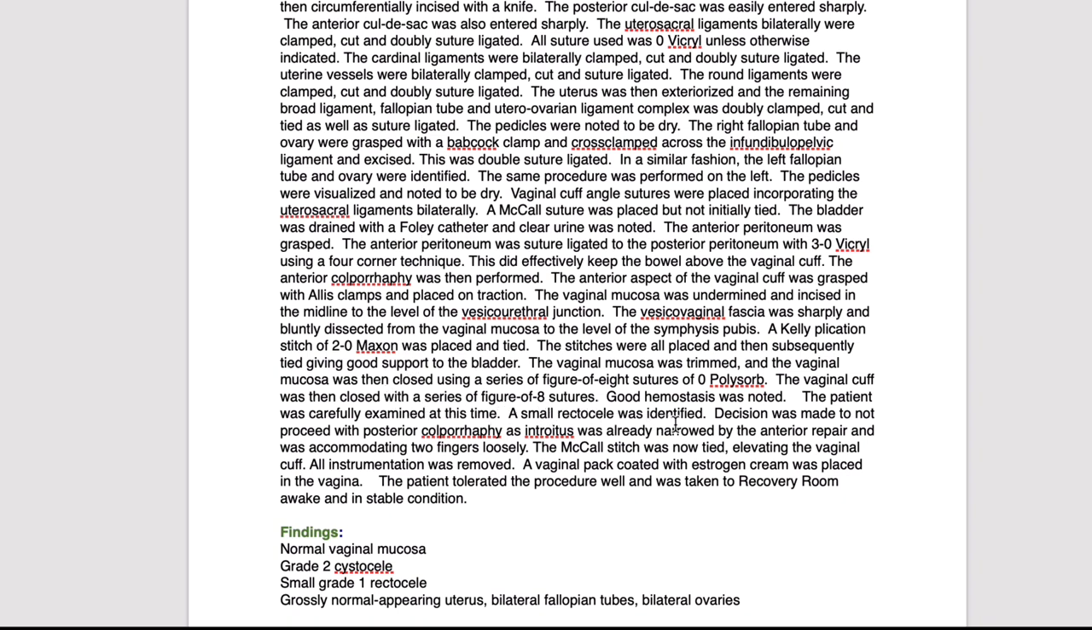A small rectocele was identified, but the decision was made to not proceed with the posterior colporrhaphy, as the introitus, which is the opening of the vagina, was already narrowed by the anterior repair and was accommodating two fingers loosely. So I'm assuming she put two fingers in the vagina and she did not feel the rectum protruding in there anymore. So the posterior colporrhaphy or vaginal repair for the posterior was not repaired. And it says the vagina was packed and coated with estrogen cream and was placed in the vagina, and she tolerated the procedure well. So, whew.